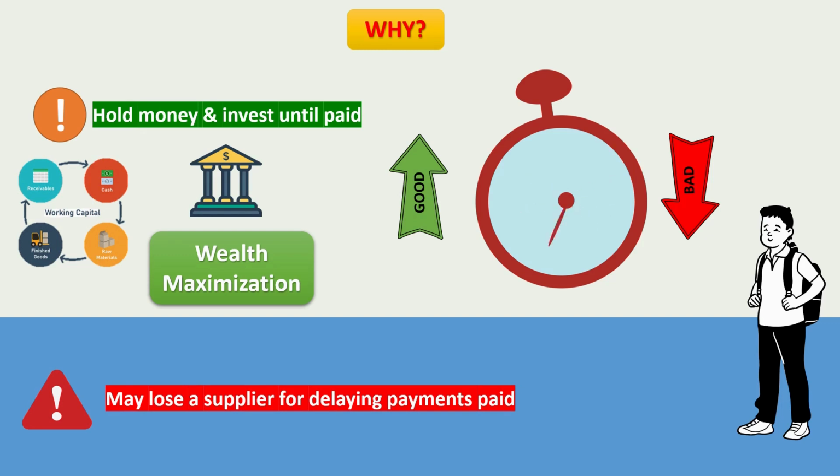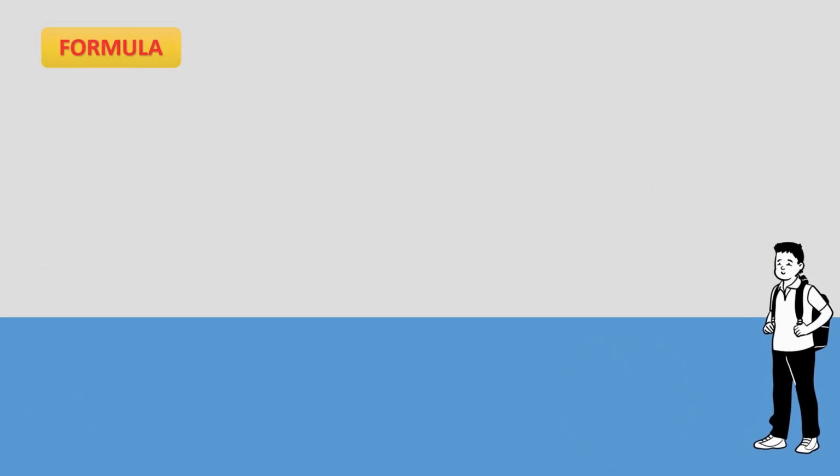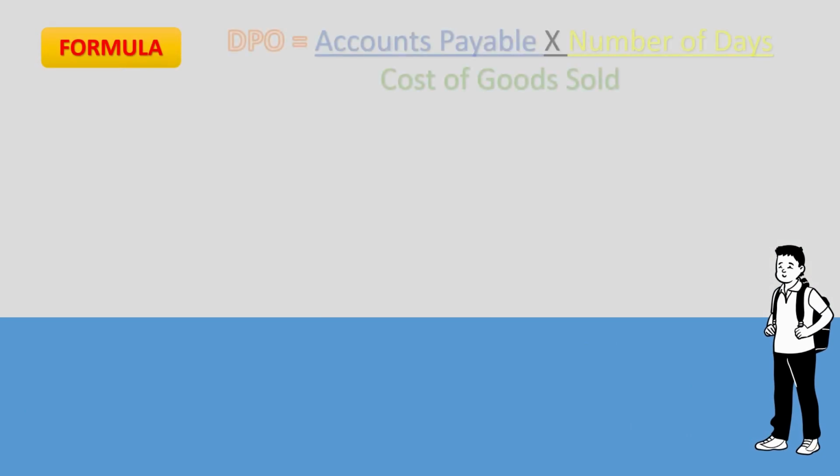If the company takes too long to pay its creditors, it risks jeopardizing its relations with the suppliers and creditors who may refuse to offer the trade credit in the future or may offer it on terms that may be less favorable to the company. The company may also be losing out on any discounts on timely payments, if available, and it may be paying more than necessary. This is the formula for calculating days payable outstanding.